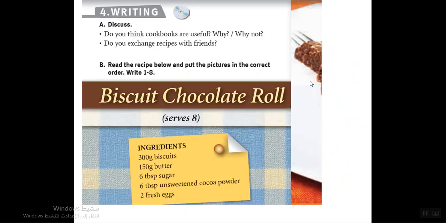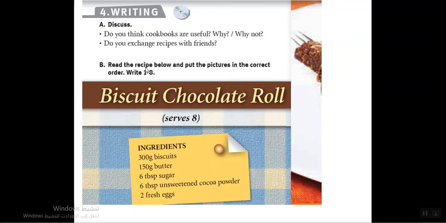So today we're going to complete and have the writing session. We're going to write a recipe. Do you know the meaning of a recipe?